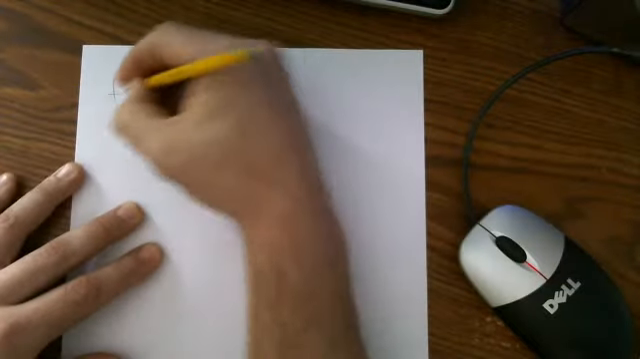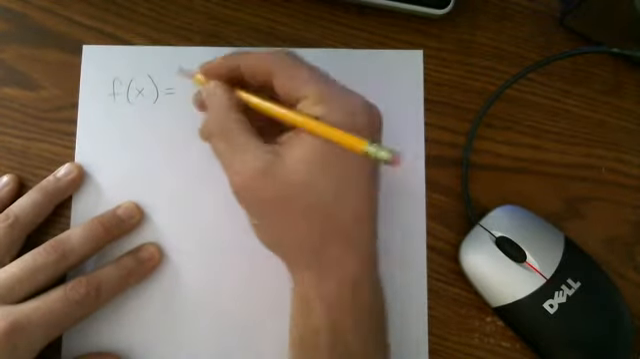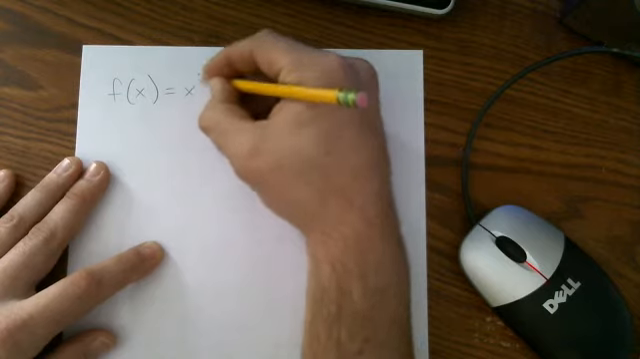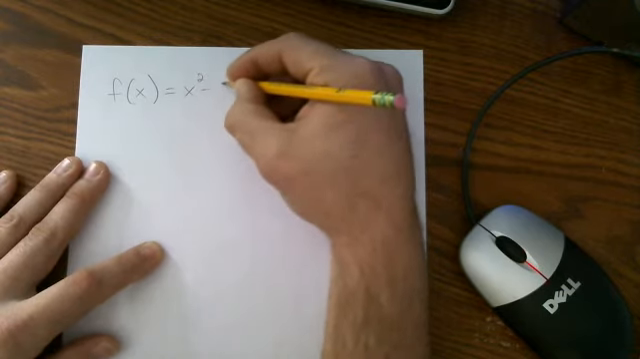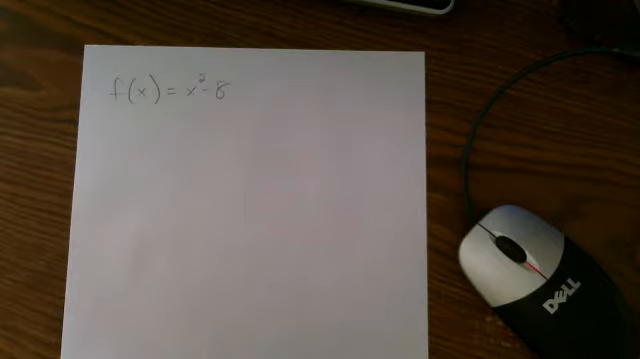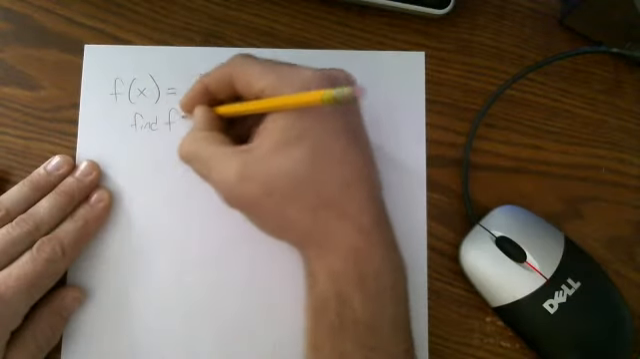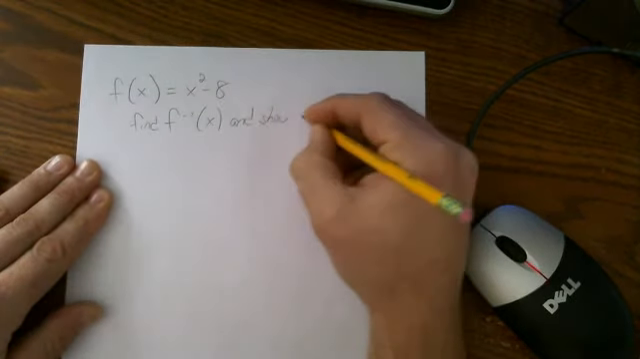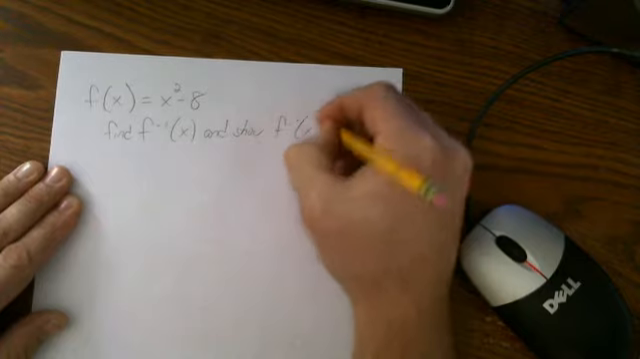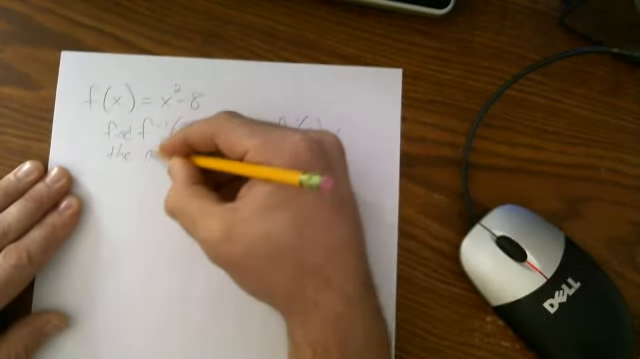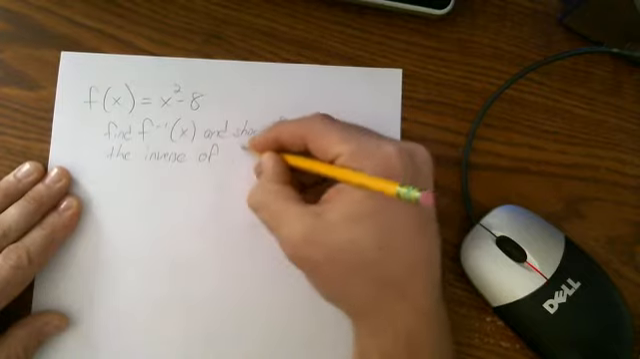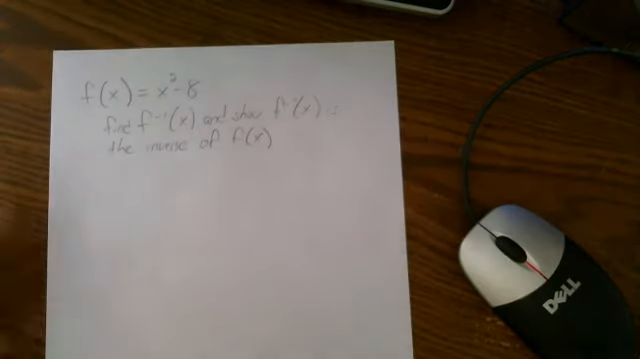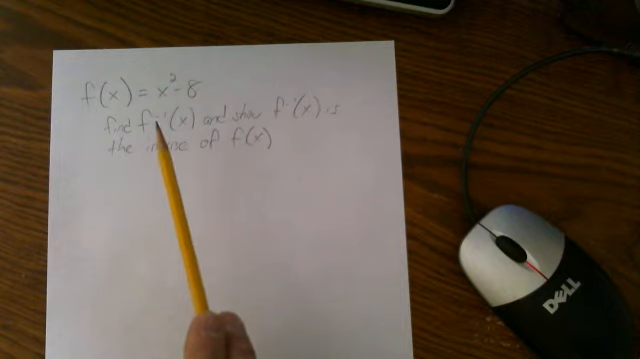Let's say we had f of x is x squared minus 8. Let's find f inverse of x and show f inverse of x is the inverse of f of x. So what we're going to do is first find the inverse, and then we're going to show that it's the inverse by finding f of g of x and g of f of x.